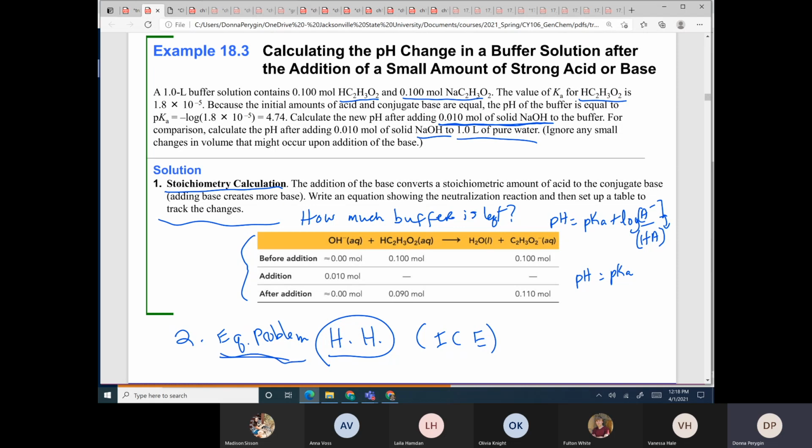The reason we do that is when we add the base to the buffer, we're going to be reducing the concentration of the buffer itself. So we're going to be changing our buffer. So first we have to calculate how much buffer we have left, what's left in our buffer. And then we can use the Henderson-Hasselbalch equation to calculate the pH of that new buffer solution that we created, okay?